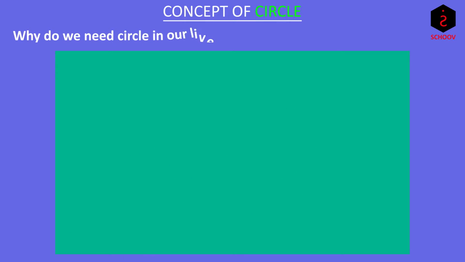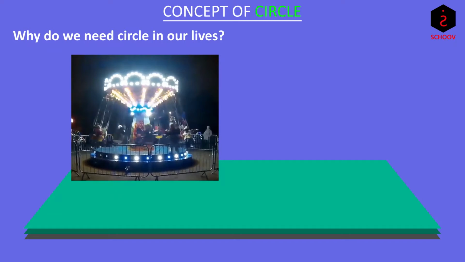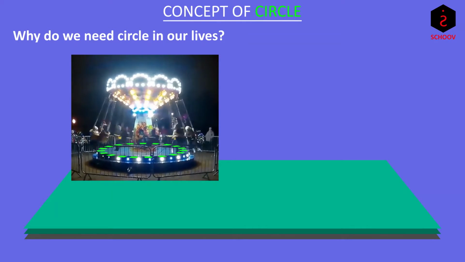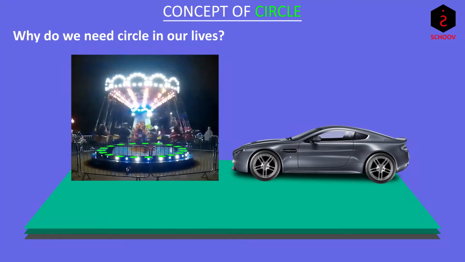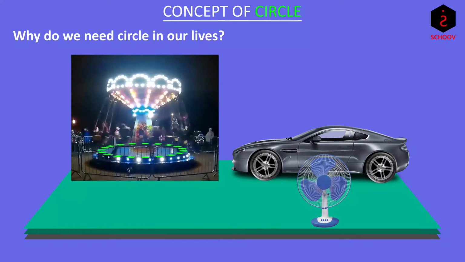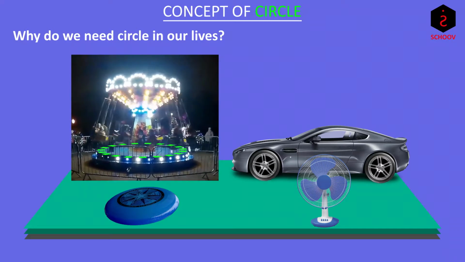Now, the second question. Why do we need a circle in our lives? Can you think of an example of a circle? Have you seen a merry-go-round? Now, that's a circle. All round shapes are circles, such as a car tire, a fan, your frisbee. There are lots and lots of circles in daily life.